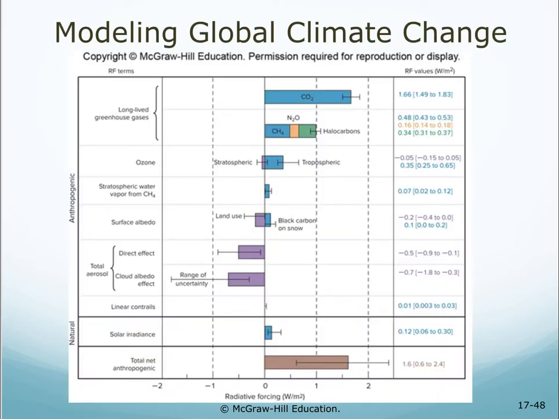Modeling global climate change. Climate forcings. Radiative forcings, or RFs, are expressed in watts per square meter. The warming effect of greenhouse gases was partially offset by forcings due to human activities, such as industrial pollutants in the form of reflective aerosols. Some forcing agents, for example clouds, have considerable uncertainty as to their degree of forcing. The net effect of forcing is to warm the planet by 1.6 watts per square meter.